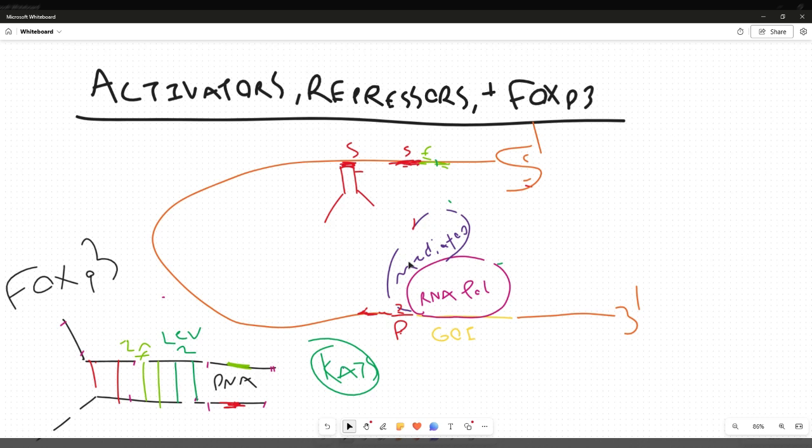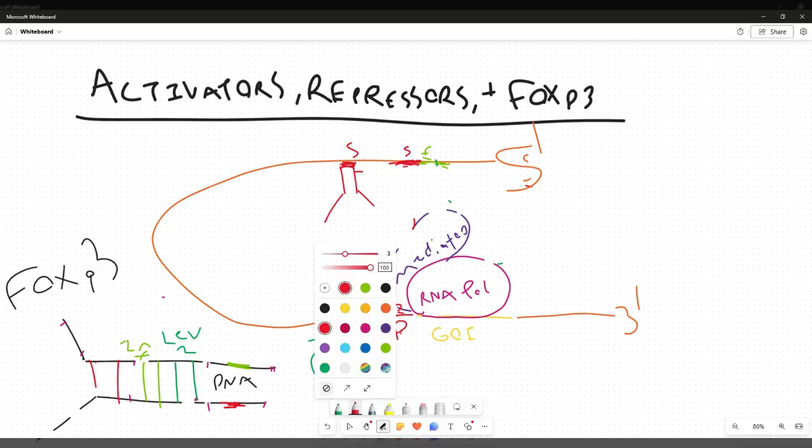In this case, Foxp3 as a repressor just recruits lots of co-repressors. So the big one to remember here, which I'll do in this purple, is HDAC. So remember, HDAC turns off the lights.